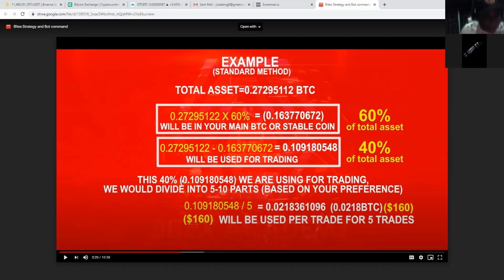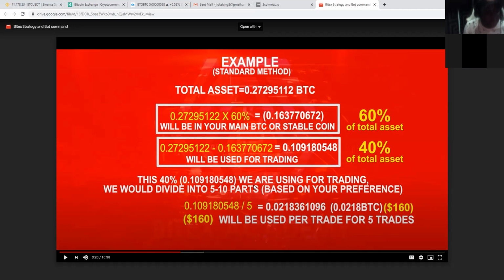So this 40% of 0.109180548, we are using it for trading. Instead of using 60% of your asset, you are going to be using 40% of your asset to be trading. But it's not that you are going to invest that whole 40%, or you are going to lose it.